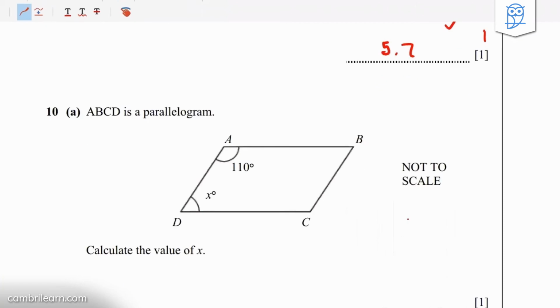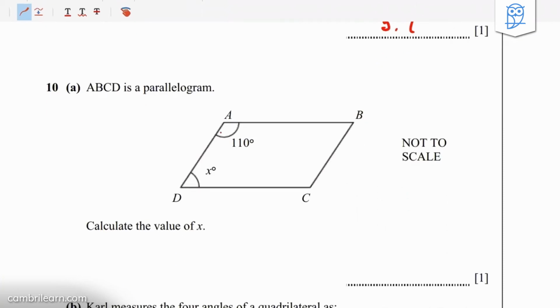Next question, question 10. ABCD is a parallelogram. Calculate the value of x. Now we have to think about the facts of a parallelogram. We have to be very careful. We know that AB is parallel to DC, so we have to think back to my angle facts again. We know that these co-interior angles have to add up to 180 degrees.